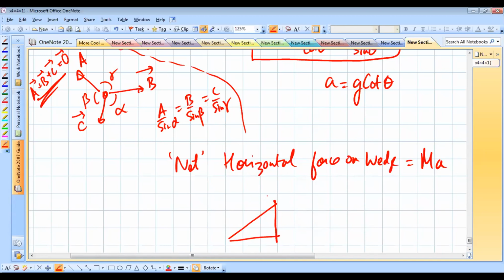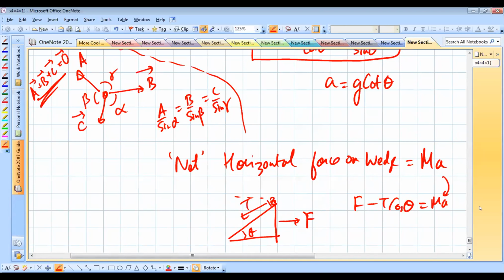Because on the wedge now, there is tension acting like this and there is F acting like this. So the net horizontal force is actually F minus T cos theta. But we already know, because normal reaction is not there, and the other forces are vertical, external forces, that this is equal to M into a. So we don't need to calculate these values.